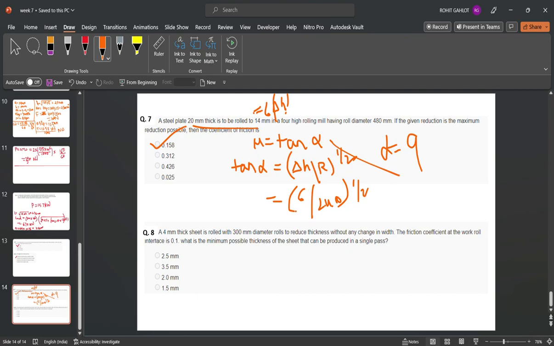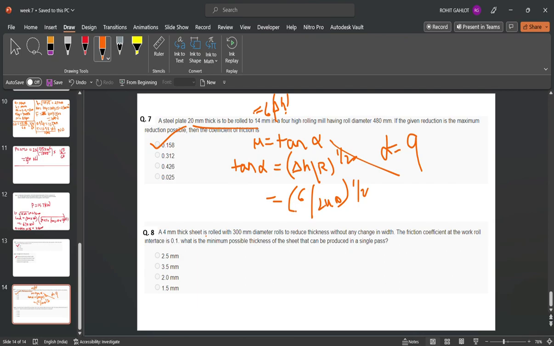And then comes the 4 mm thick seat, which is rolled with 300 mm diameter rolls to reduce the thickness without any change in the width. The friction coefficient at the work roll interface is this. And what is the minimum possible thickness of the seat that can be produced in a single pass?